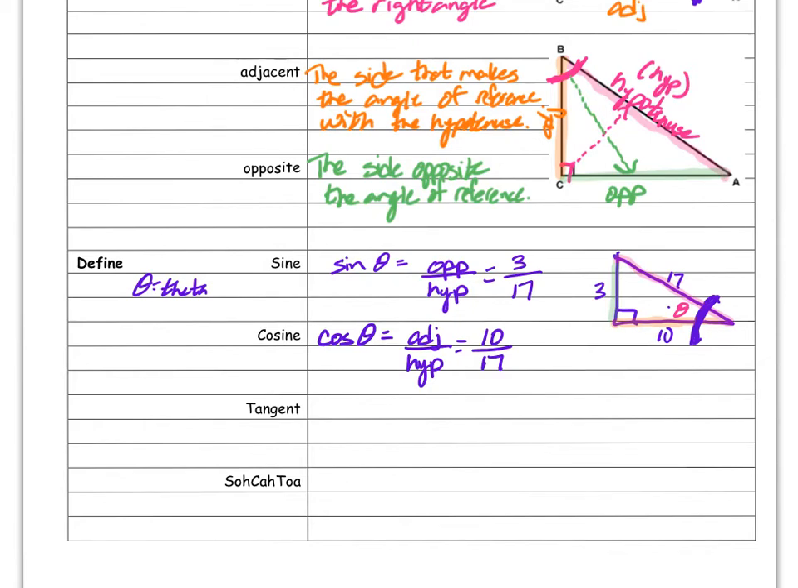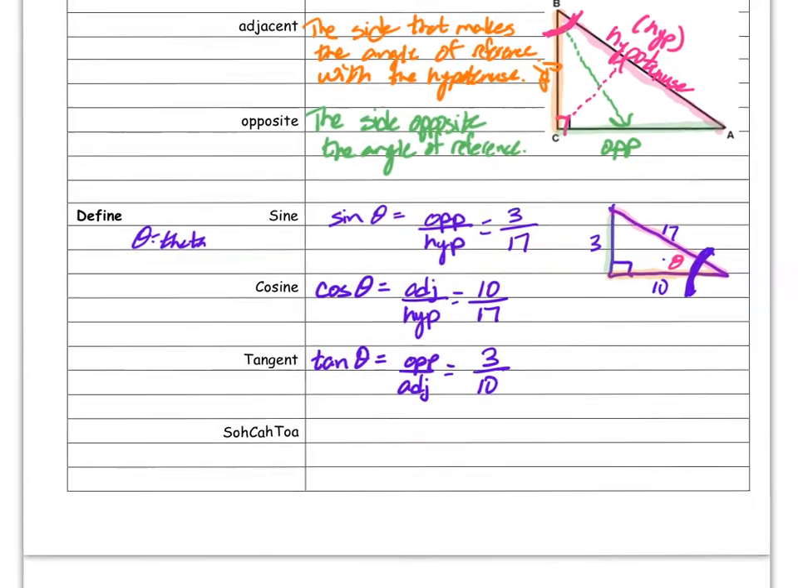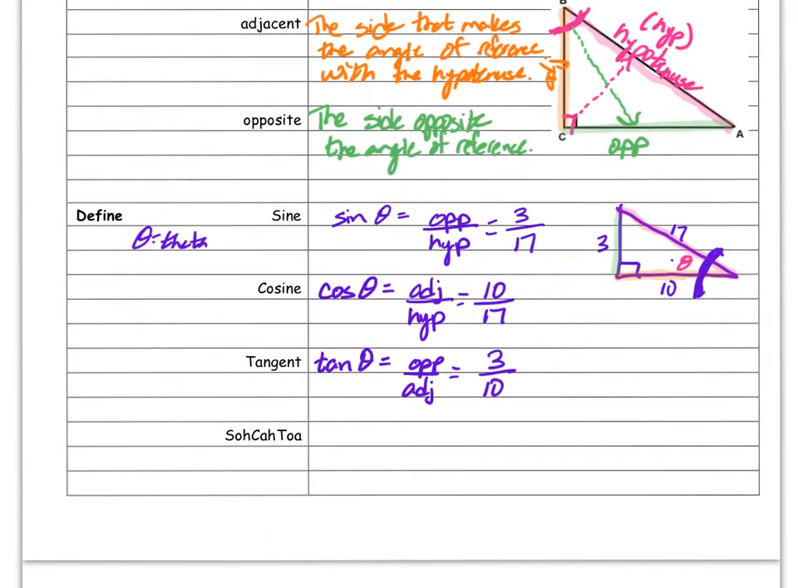And then tangent is abbreviated tan. Tan of theta, or tangent of theta, equals opposite over adjacent. And my side opposite is 3, and my side adjacent is 10. And that's it. That's all I have to do. For those new people that haven't done this, and just a reminder for those of you that have.